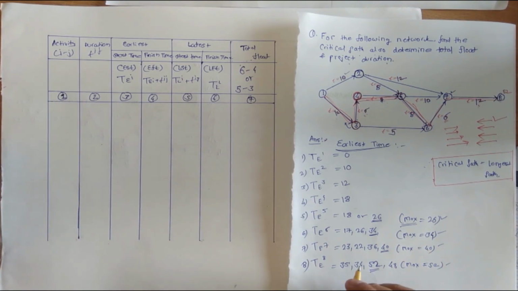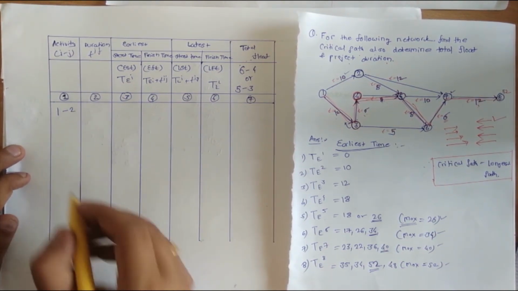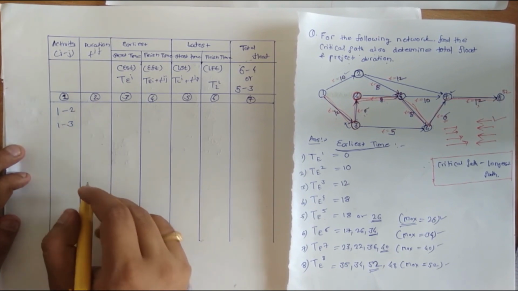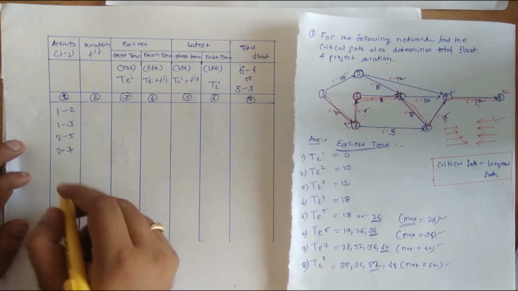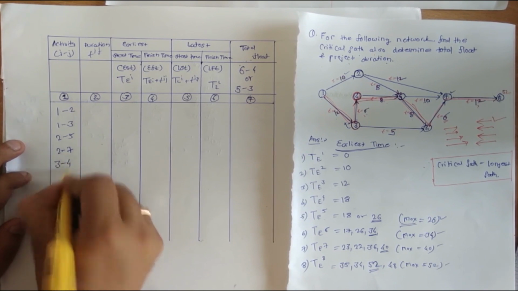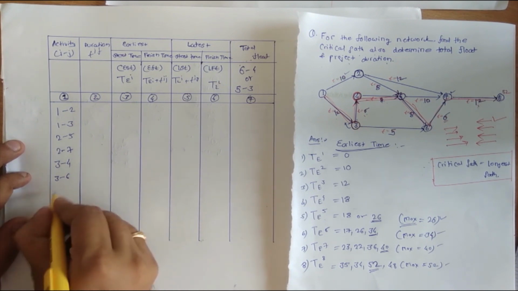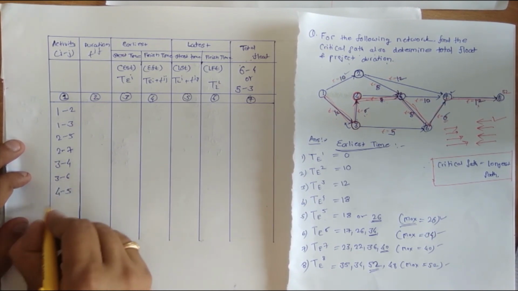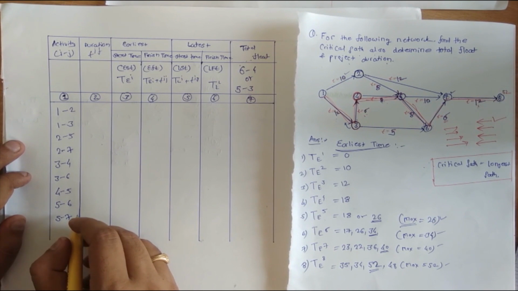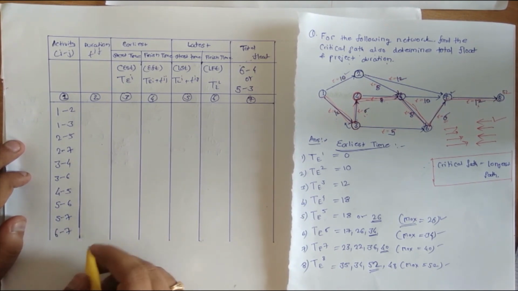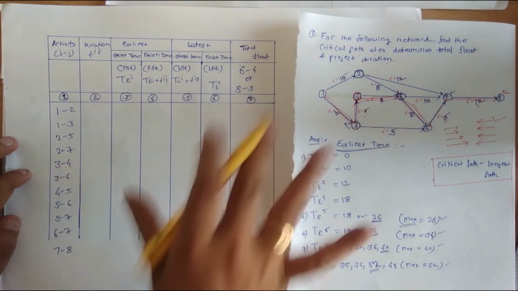So now we'll write the activities here. We'll write the activities 1 to 2, then 1 to 3, then 2 to 5, then 2 to 7, then 3 to 4, then 3 to 6, then 4 to 5, then 5 to 6, then 5 to 7, then 6 to 7, and finally 7 to 8. Okay, so now my table has been prepared, so I'll just finish up the table.